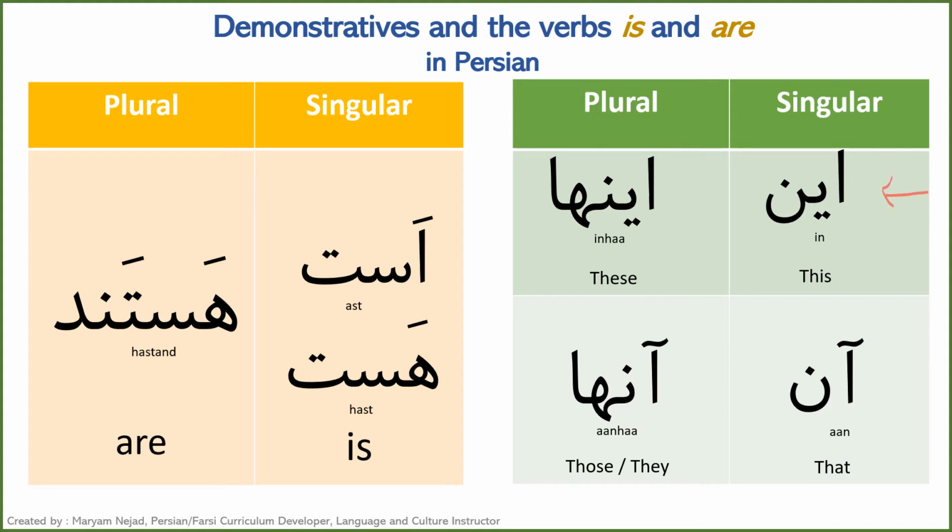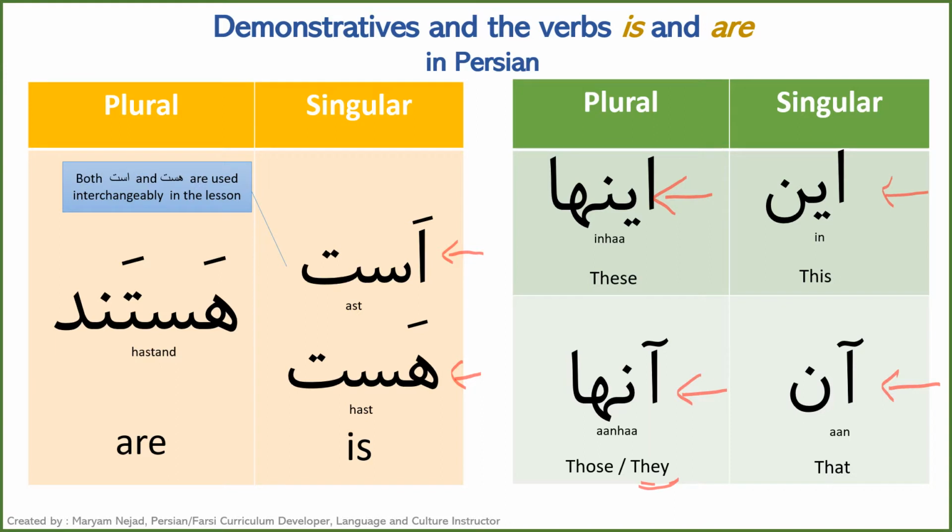So in is this, on, inha, anha. Anha also means they. And then for the verb is, ast and hast. These two, ast and hast, have been used interchangeably throughout the whole lesson, but generally ast is a little bit more formal and hast is a little bit more informal. But if you want to know more about their difference, there's a slide under important points. You can just watch that. And then are is هستند.